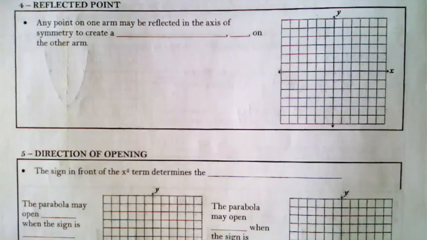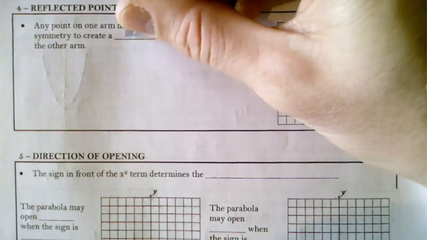Reflected point. The reflected point is any point on one arm that can be reflected in the axis of symmetry to create a reflected point on the other arm.